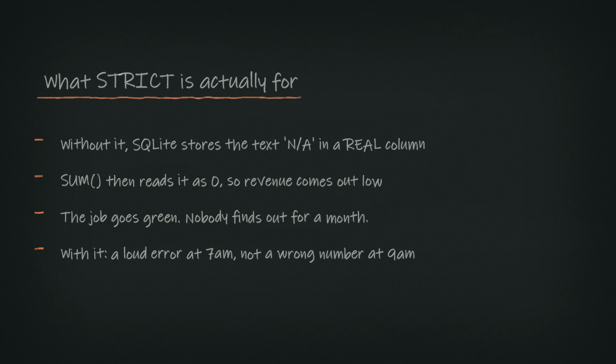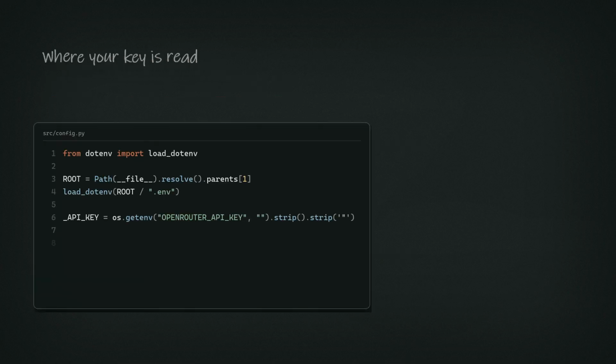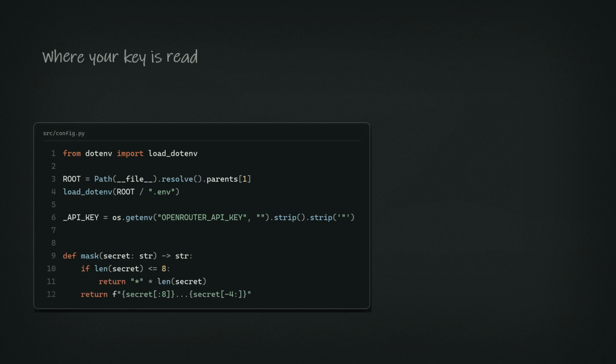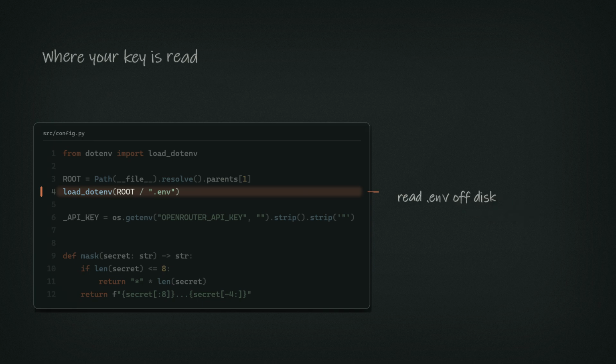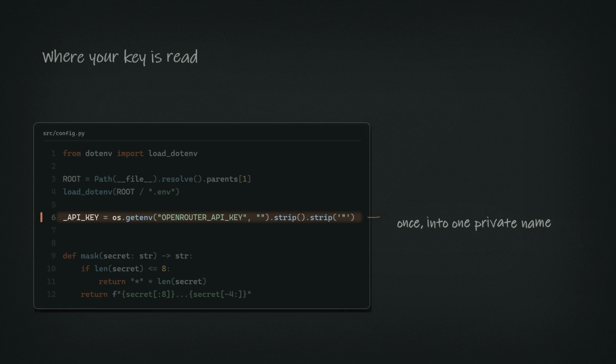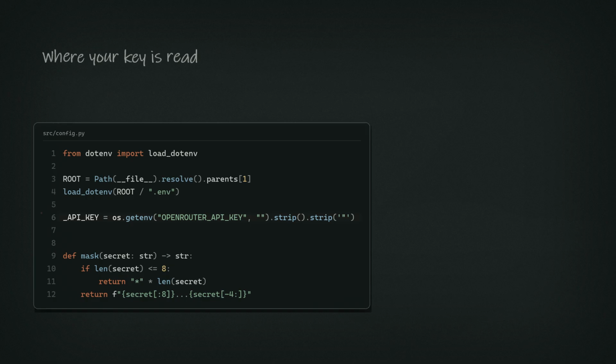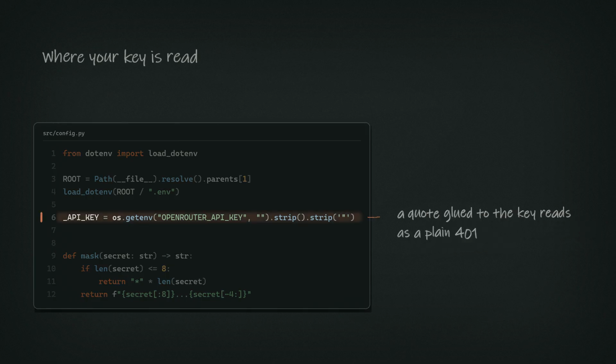Now let us look at config.py. And the one rule in this course I want you to actually take seriously. This is where your API key gets read, and it is read exactly once. This line loads the .env file from disk. This line pulls the key out of it into a private variable and strips off any stray quote marks, because a quote glued to the front of a key comes back from the server as a plain authentication error, and you will lose 20 minutes to it.